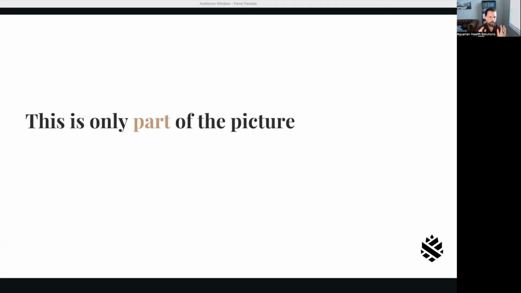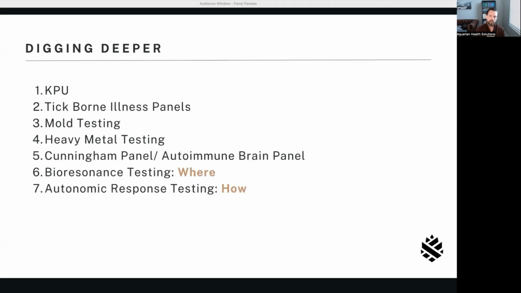But that's only part of the picture. So we've figured out that there might be something going on, could be attributed to strep, could not be, but we need to dig deeper. And so when we dig deeper, one of the things we always look at is KPU, and that's pyroluria.